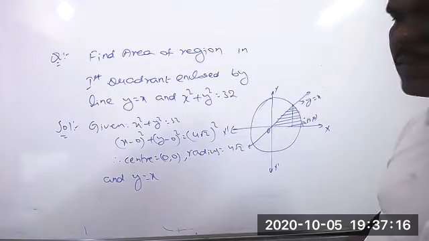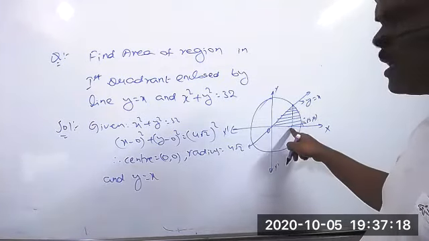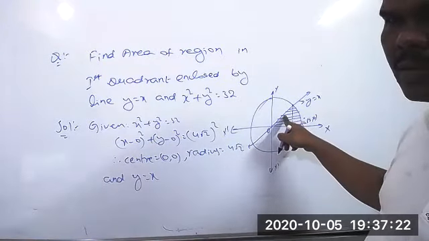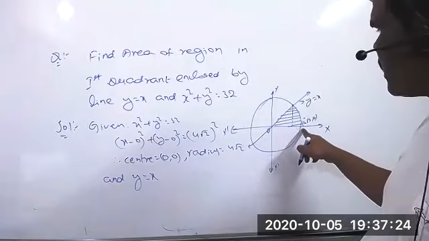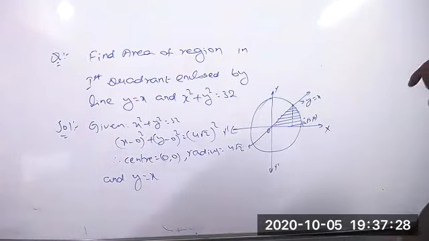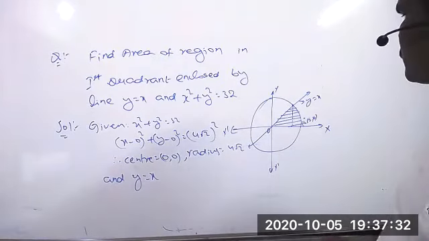For finding the limits, from 0 to this point, one limit is based on the line we will take, plus from here to here the limits we are taking based on the circle equation. Now you can find it.